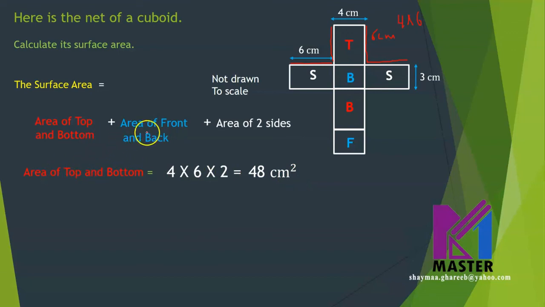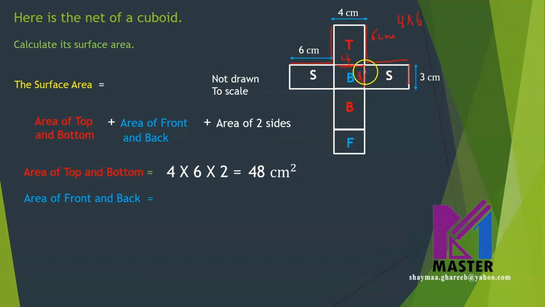Now, let's calculate the area of front and back. This is the front and this is the back. Let's see the length and the width of these rectangles. What about this side here? What is the length of this side? It's the same as this one, so it is 4 centimeters. And what about this one? It is the same as this one, so it is 3 centimeters.